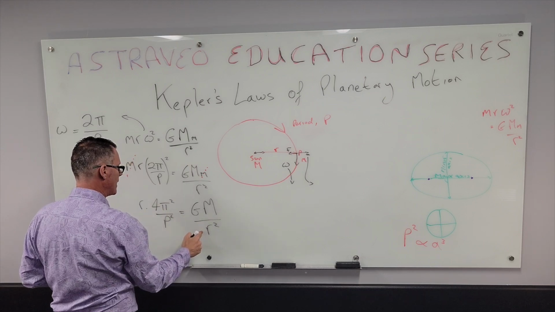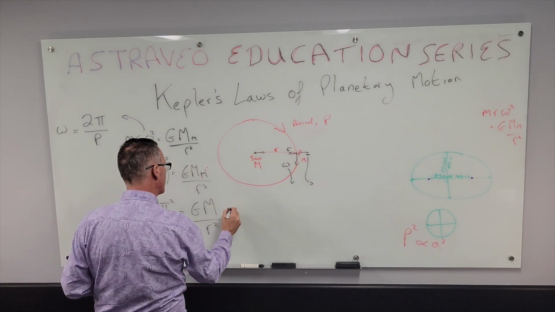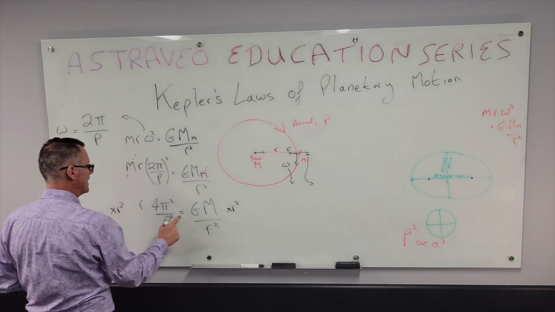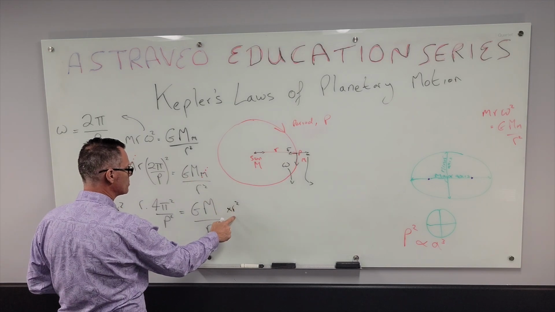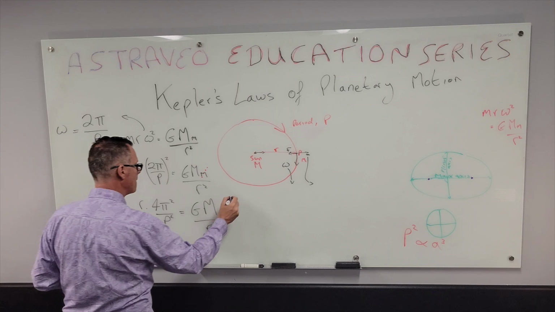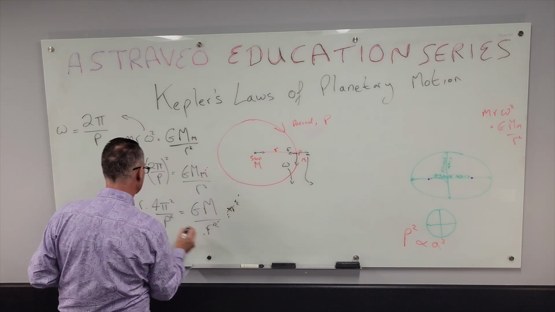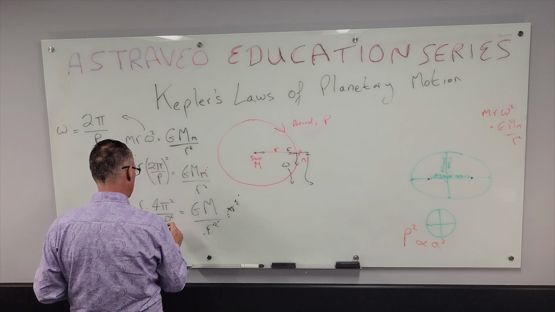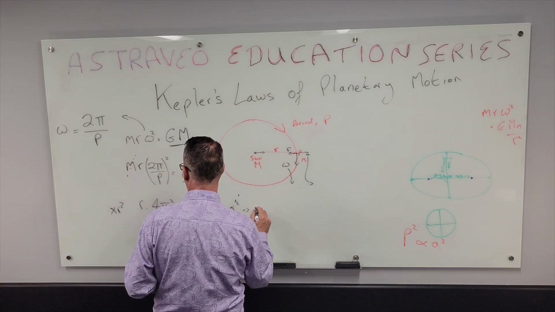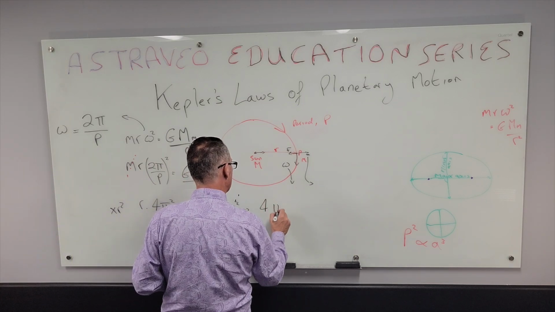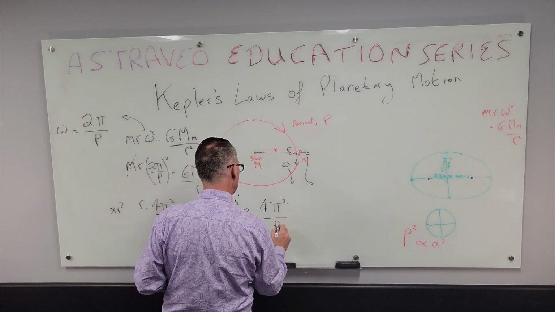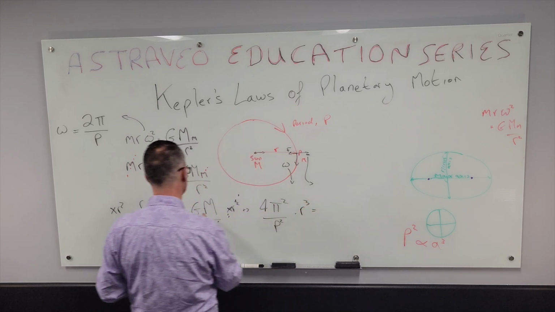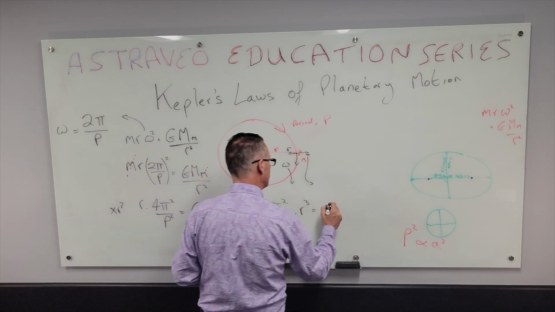So I'm going to multiply both sides by r squared. Again, you know me and my mathematics. If there's an equal sign, what you do to one side, you have to do to the other. The r squared cancel. r squared times r is r cubed. So 4 pi squared over P squared times r cubed equals GM, but the r's gone away.